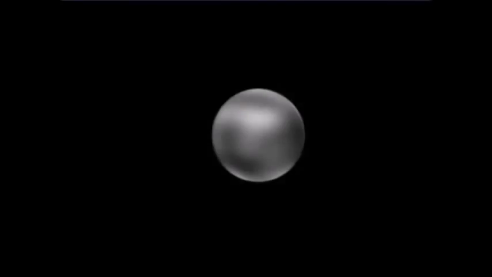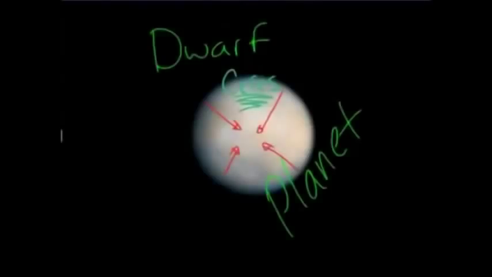This is the dwarf planet Pluto. This is the best image we really have of Pluto. It doesn't really look like much. We will learn far more about Pluto and Ceres in 2015.